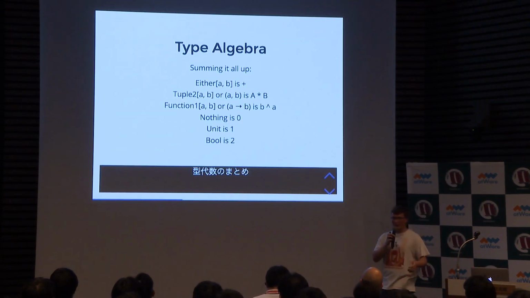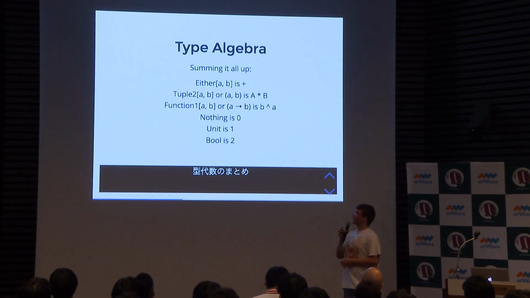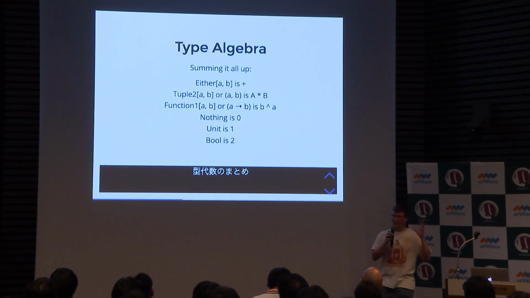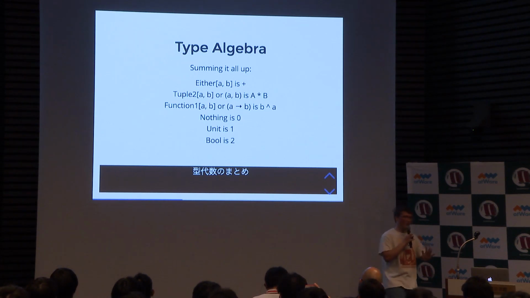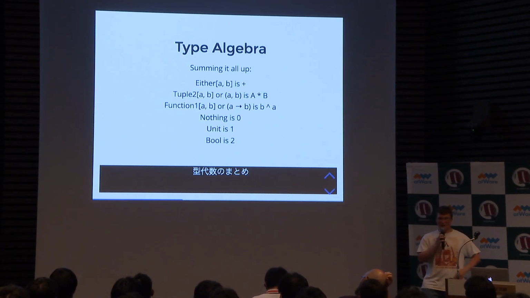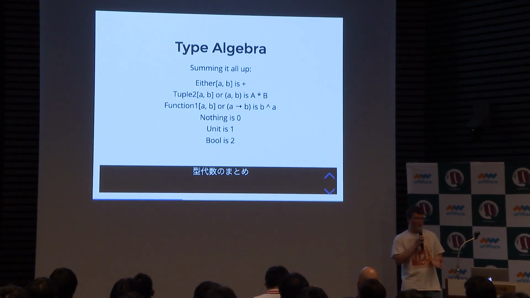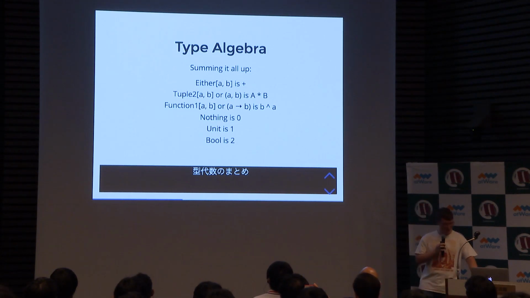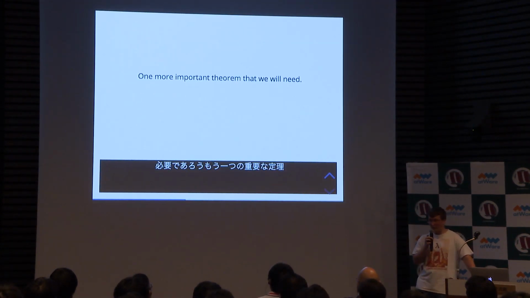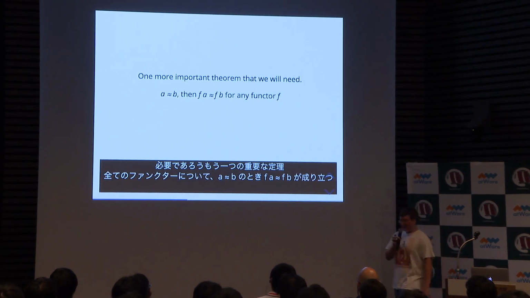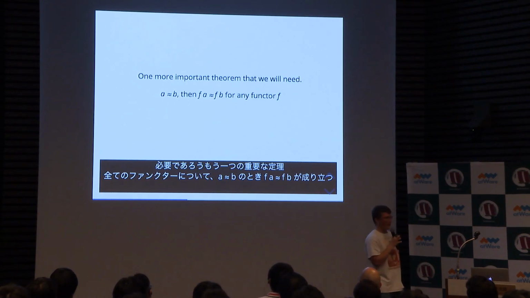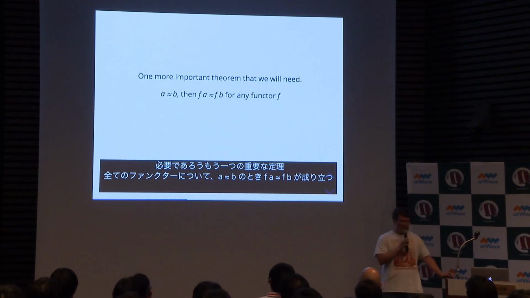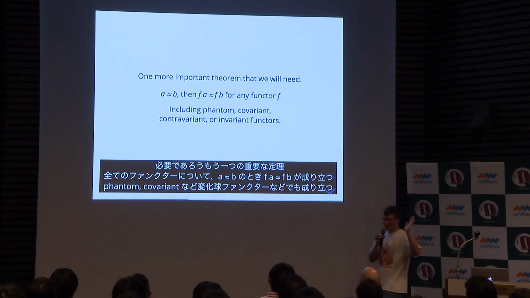Okay, so we're not going to go through too much of type algebra anymore, but just to sum it up, one way to think about things is, either is a plus, tuple is multiplication, unit is 1, nothing is 0, and so on. Like Boolean has 2 possible values, so sometimes I might write it as 2, and that's just an easier way to think about things. Okay, and one more theorem. If A is isomorphic to B, then f of A is isomorphic to f of B for any functor. That includes phantom, covariant, contravariant functors, whatever.